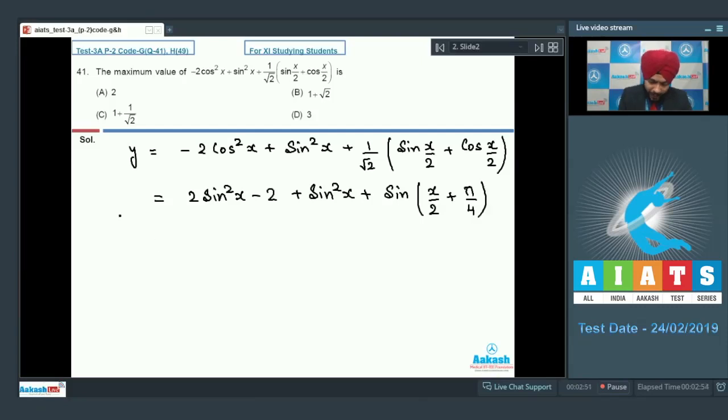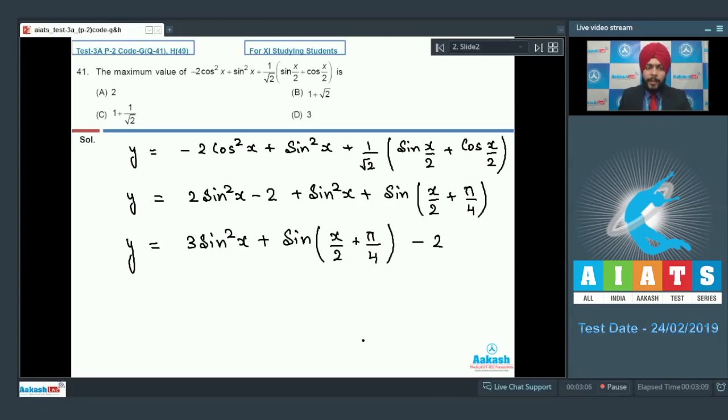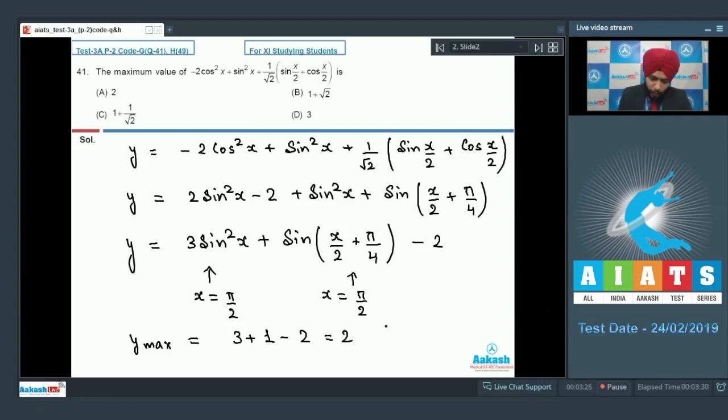So ultimately we have y as 3 sin square x plus sin of x by 2 plus pi by 4 minus 2. Students, we need the maximum value of this particular expression. 3 sin square x is maximum at x equal to pi by 2. Sin of x by 2 plus pi by 4 is maximum again at x equal to pi by 2. So clearly at x equal to pi by 2, we obtain the maximum value of y. So y maximum is 3 plus 1 minus 2 and that is equal to 2. Option number A is correct.